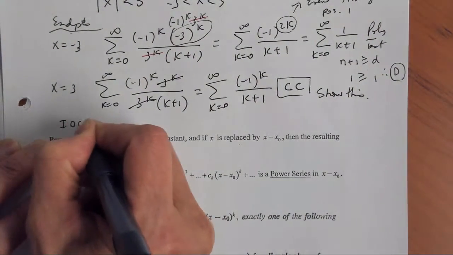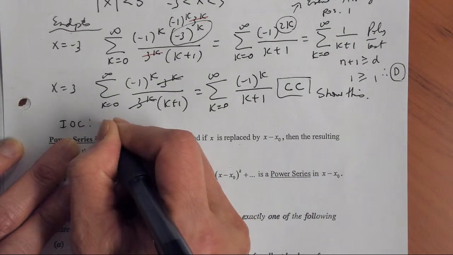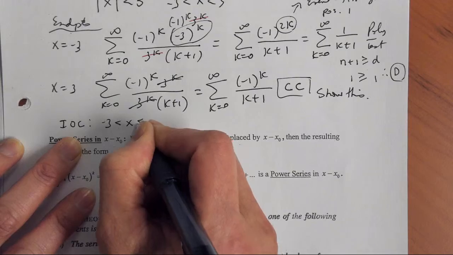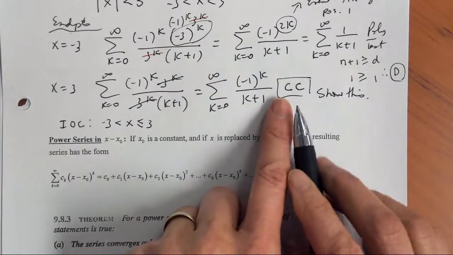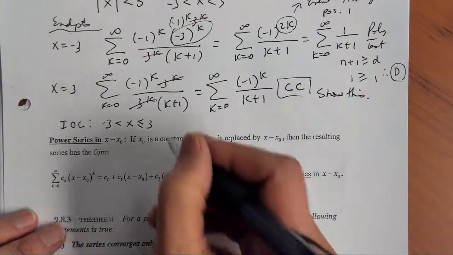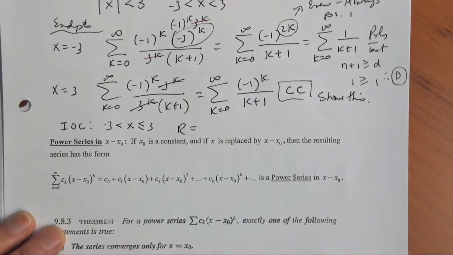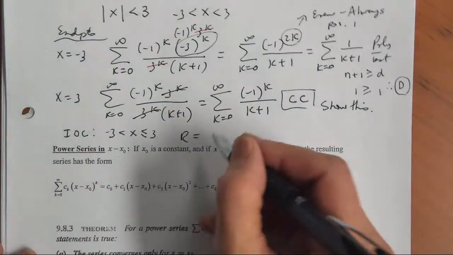So the interval of convergence is going to be -3 less than x less than or equal to 3. Since it converges on this one, I'm going to include that. And then the radius is going to equal what? What's the radius of convergence on this? 3, whatever that number there is.